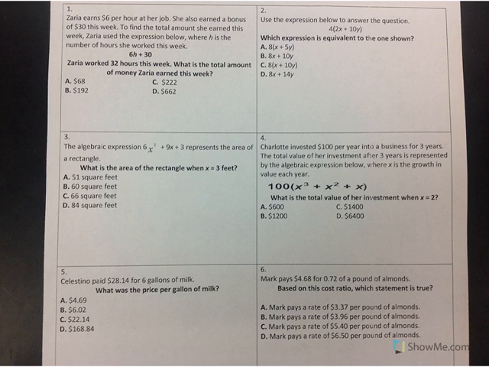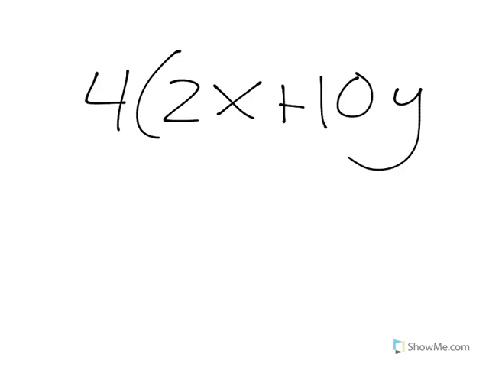On the second one, we have the expression, and I made a mistake on this one. I told people the wrong answer, so I told everyone in class the correct answer is A. So I just want to make sure I explain it to you for that. So the problem looked like this. It said 4 parentheses 2x plus 10y.